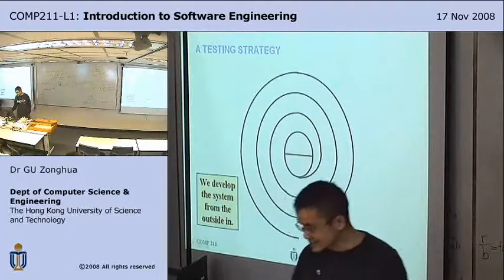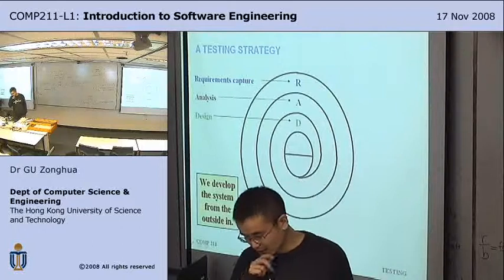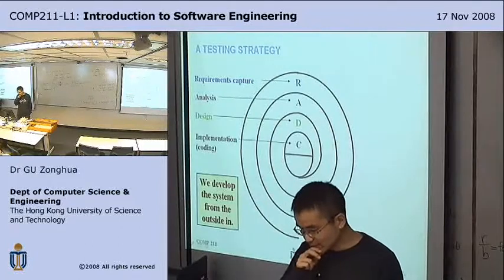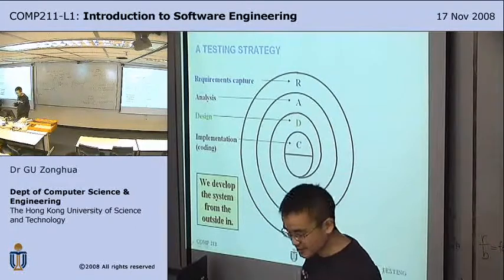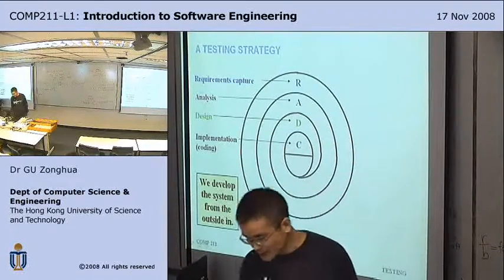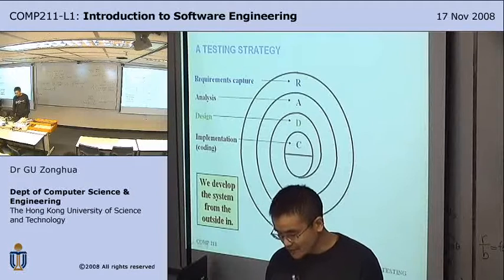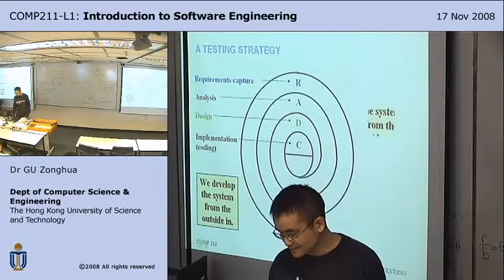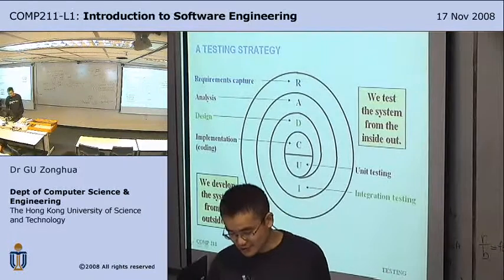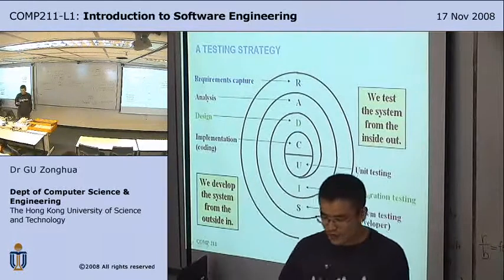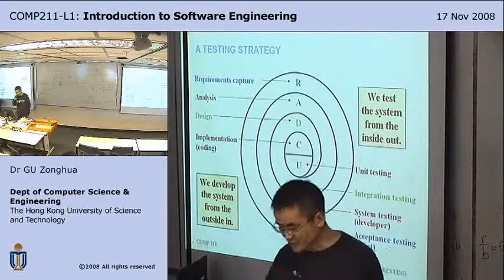So one testing strategy is this. It looks a little bit like the spiral process, but it's different. It's a testing strategy. You are developing the system from the outside to the inside, from the requirements to analysis to design to the implementation, but you're testing from the inside to the outside.